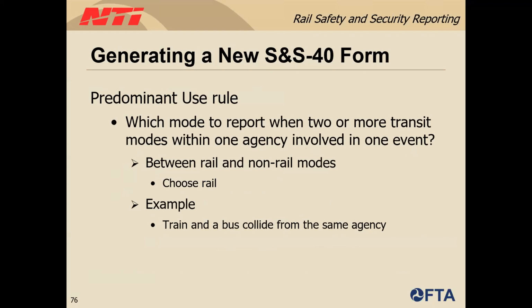If you have an event that includes 2 or more transit modes from your agency, how do you choose which mode to report it under? If the event involved your rail mode and a non-rail mode, such as a streetcar and a bus, then you would choose the rail mode. And if you have, of course, any questions about other modal configurations, please feel free to ask your safety analyst.